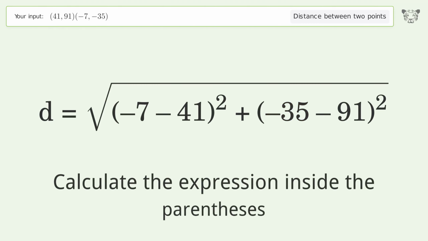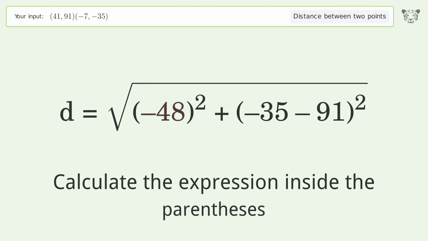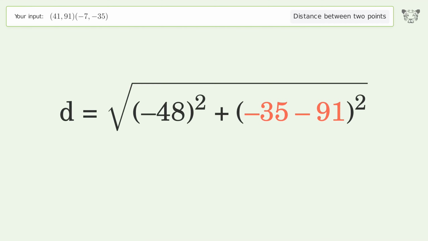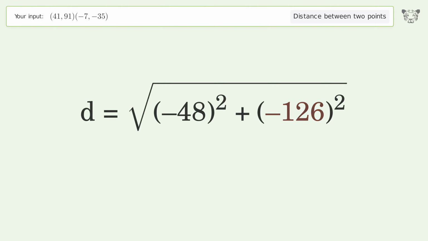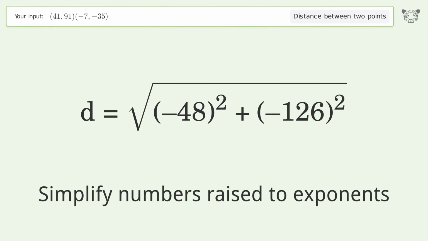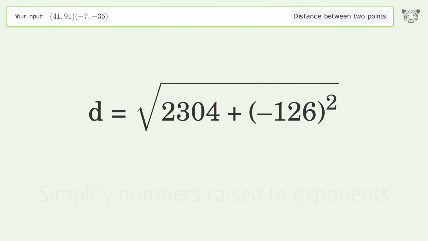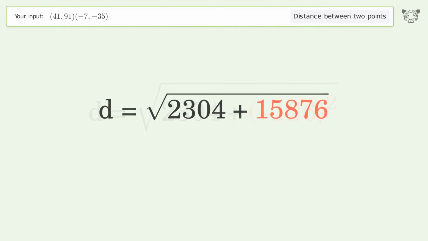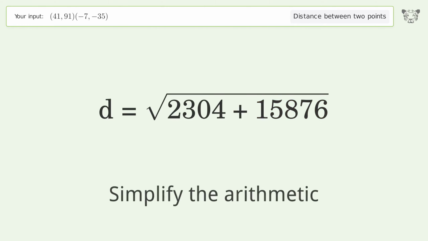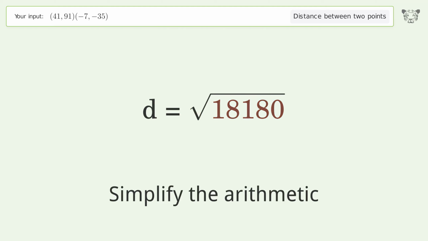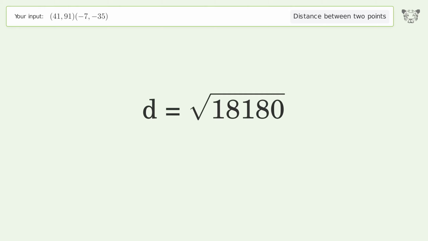Calculate the expression inside the parentheses. Simplify numbers raised to exponents. Simplify the arithmetic. And so the distance between the 2 points is the square root of 18,180, or 134.833.